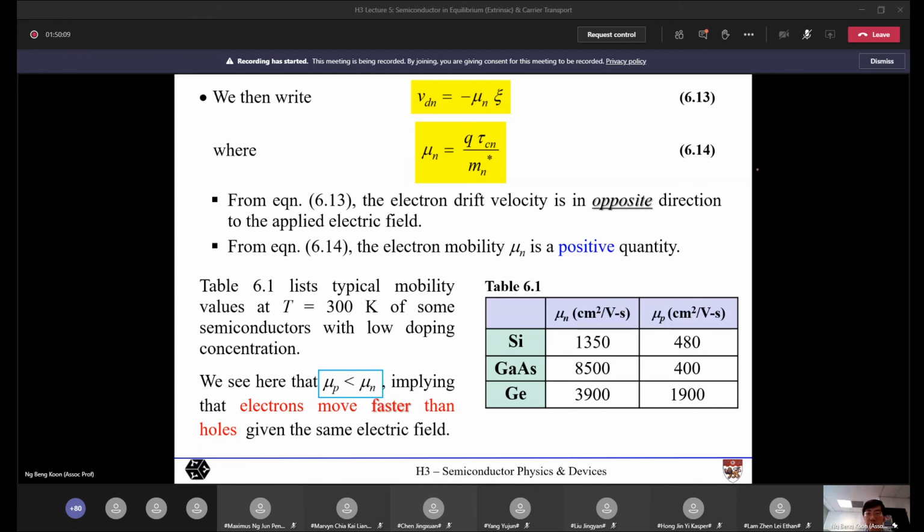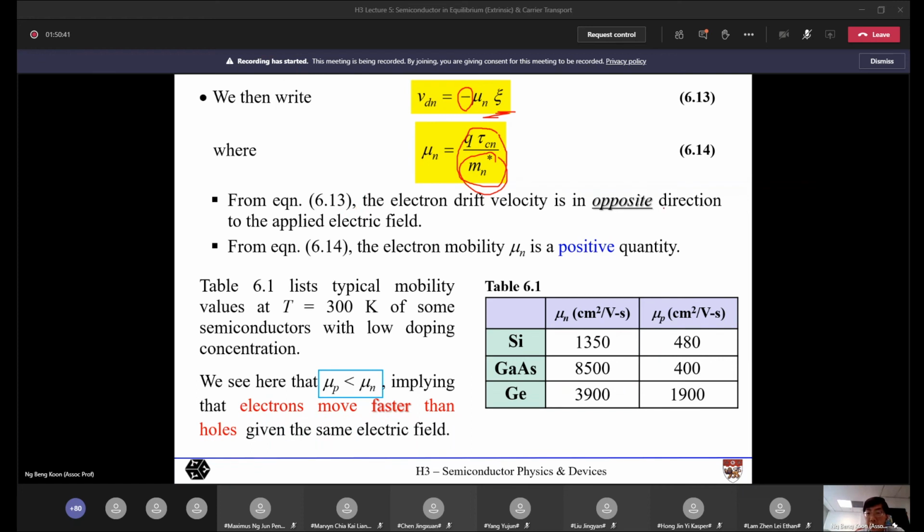And of course in this case we still have a negative sign there, which is not surprising, because in the case of electron, it moves in the opposite direction to the electric field. So the negative sign accounts for that. So the mobility term is essentially q multiplied by the average time between collision divided by the effective mass of the carrier. So the form is similar to that of holes.